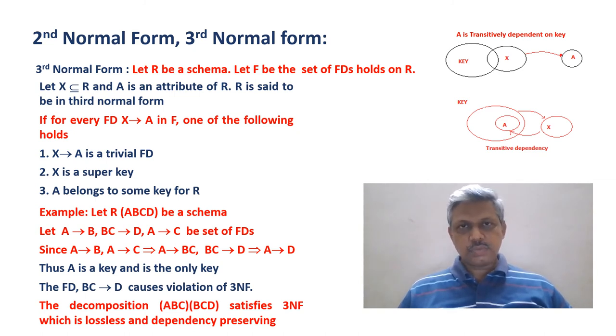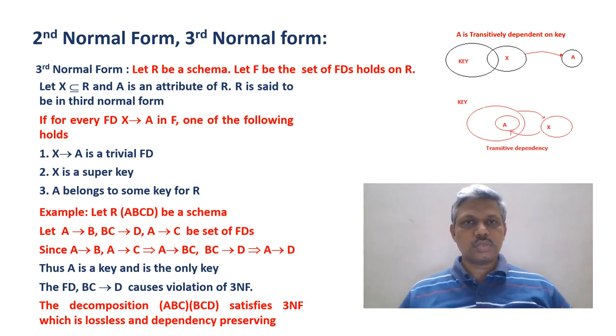Whereas in some textbooks, the definition of transitive dependency excludes the presence of A in the key. That means A cannot be part of the key. In that case, we can straight away link the transitive dependency with the third normal form. However, in this lecture, I'm talking with respect to the definition of ordinary transitive dependency.